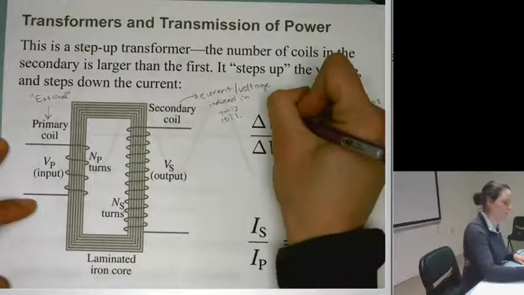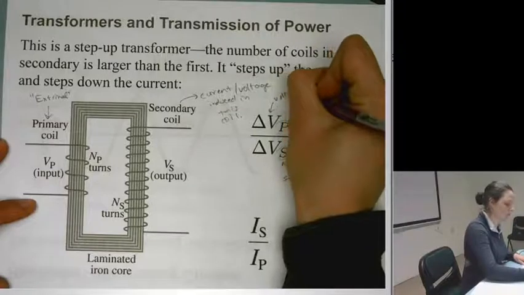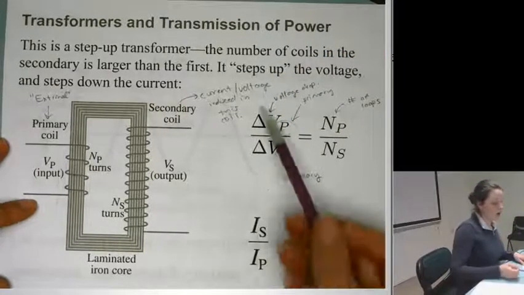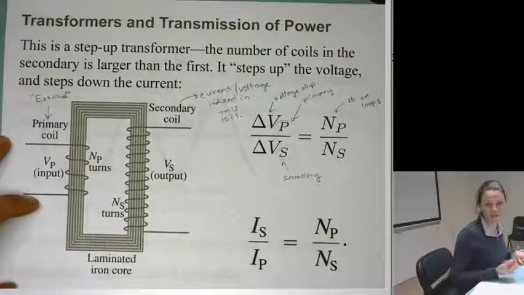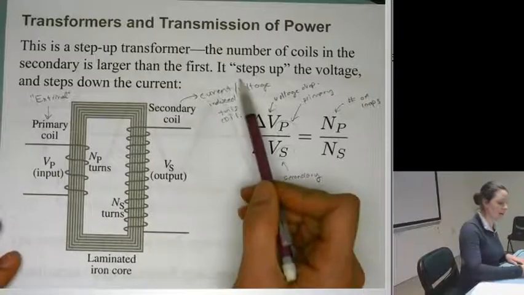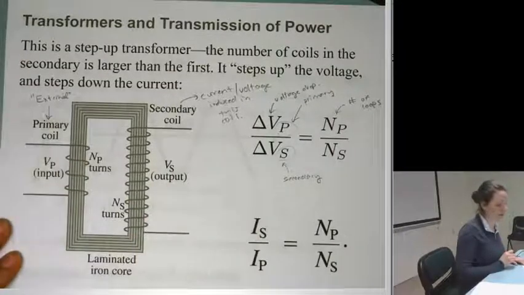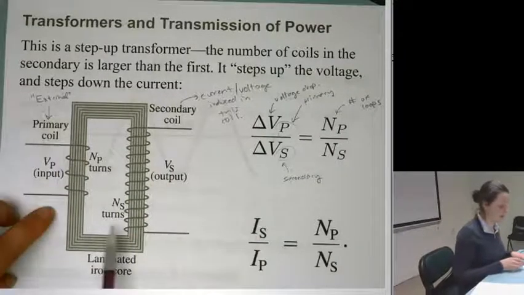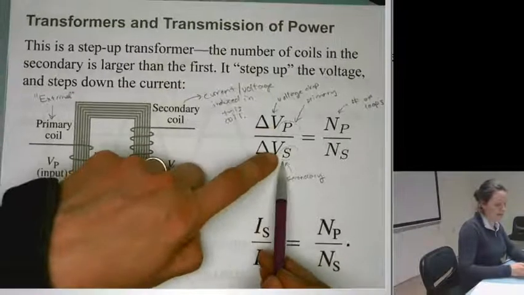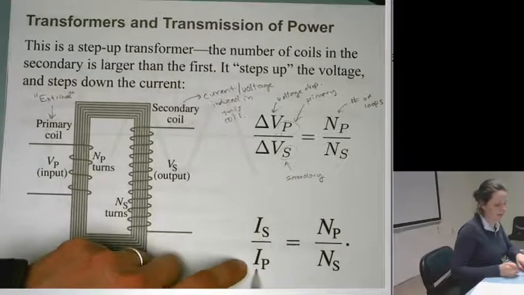And of course, V is voltage. We can't get voltage for nothing, right? Energy still has to be conserved. So if we step up the voltage, we have stepped down the current. So that's what's going on here: see how this one has a P over S? This one has an S over P.